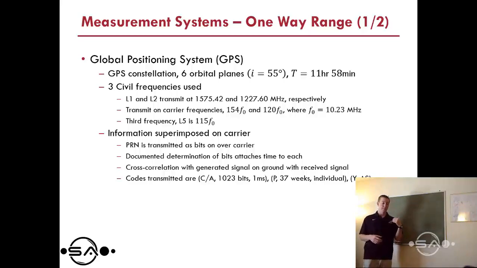We have a pseudo-random noise that's transmitted as bits over the carrier, which is our coarse acquisition code that's transmitted at 124 bits at every millisecond. That cycle repeats, and so that is where the idea of a 10-meter radius for where we actually are comes from, because if we're receiving only L1, right, then we can get that coarse acquisition, but we may have issues getting the carrier phase, so we can only get about a 10-meter resolution of where we actually are.